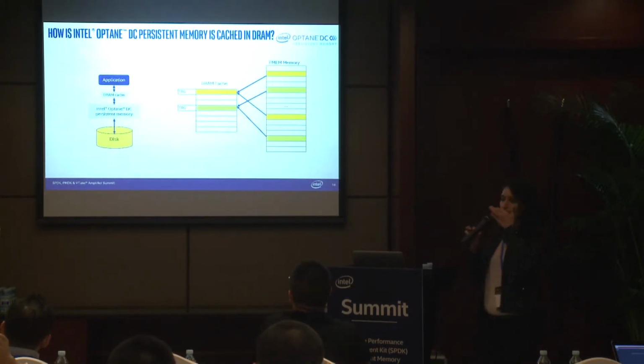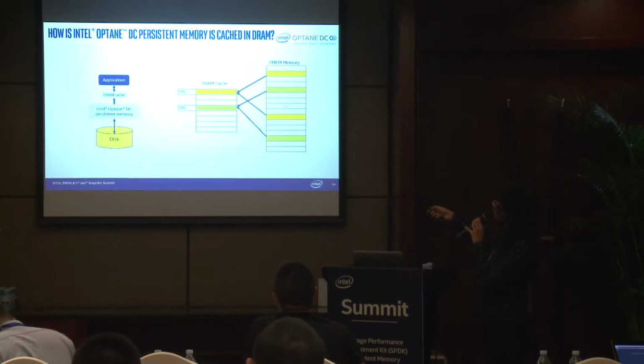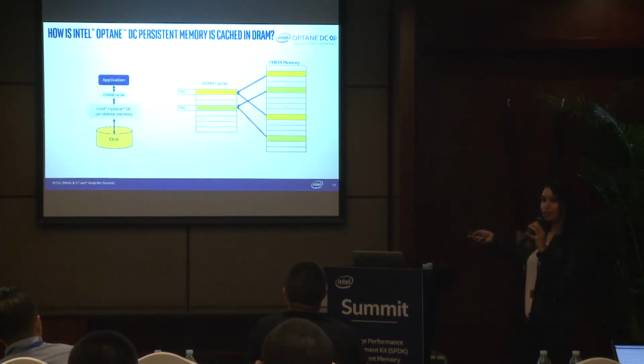Okay, so now I'm moving to the memory mode section of this talk. Here I'm again showing you a picture of where we have Intel Optane DC persistent memory as an additional tier of memory between the DRAM cache and the disk. This DRAM cache is what we call a direct mapped cache. Going back to architectural basics, that means that multiple lines of your Intel Optane DC persistent memory can map to the same cache line. That's what a direct mapped cache is.